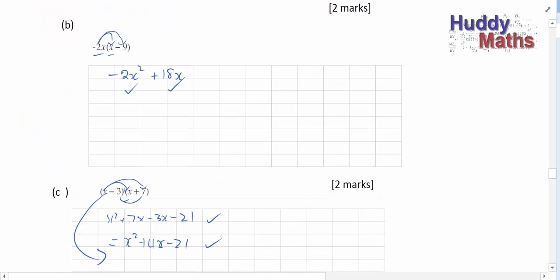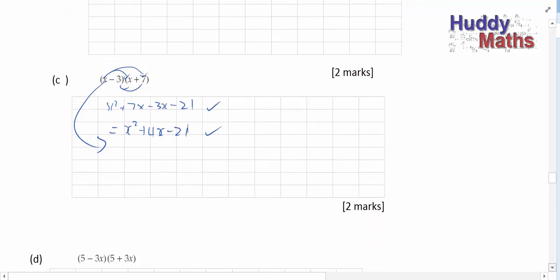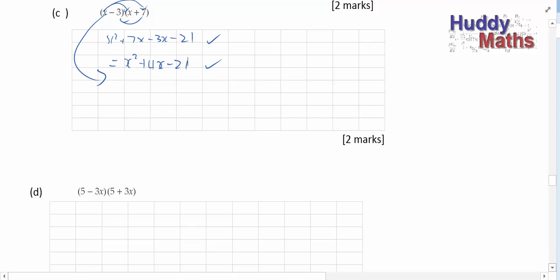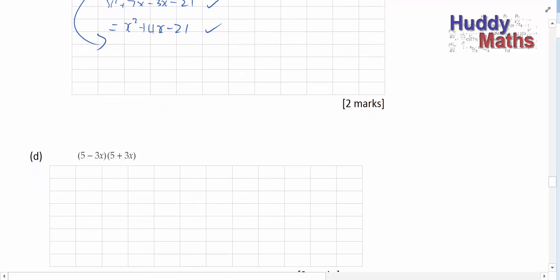So this one, expansions, this is a special expansion now, so come down here. So we can see this is of the form A take B by A plus B, and that's a difference of 2 squares. That's A squared take B squared. So we can go straight in and put it down. 5 squared take, be careful, it's all of the second term squared. So it's 25 take 9x squared. Okay, and again 2 marks there.